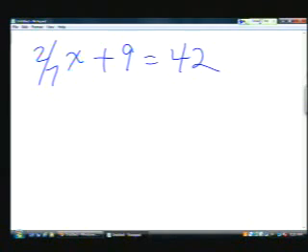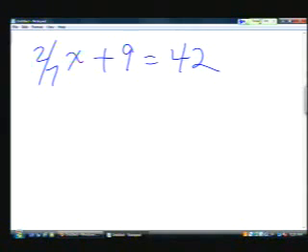And in fact, let me show you an equation. Say, gee, aren't you going a little bit crazy on this? Well, watch. If we have this equation like this, that has a situation of 2/7 x plus 9 equals 42, all right?